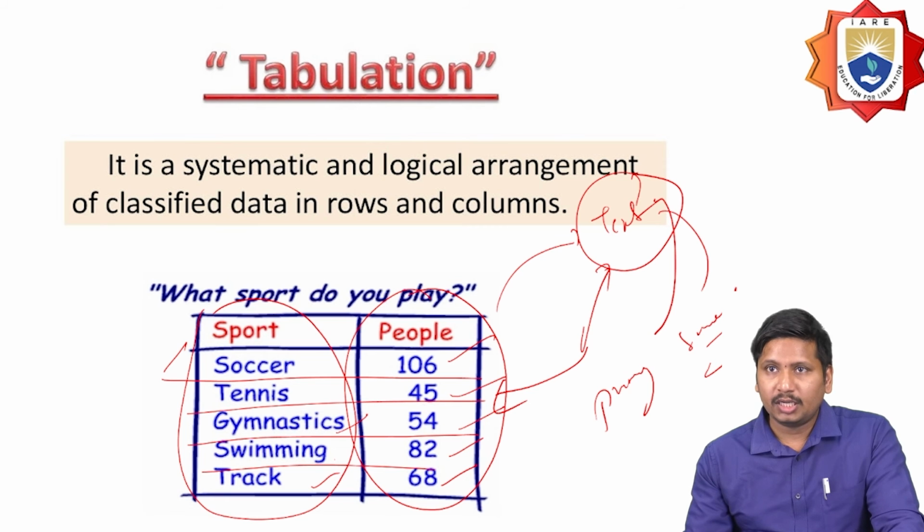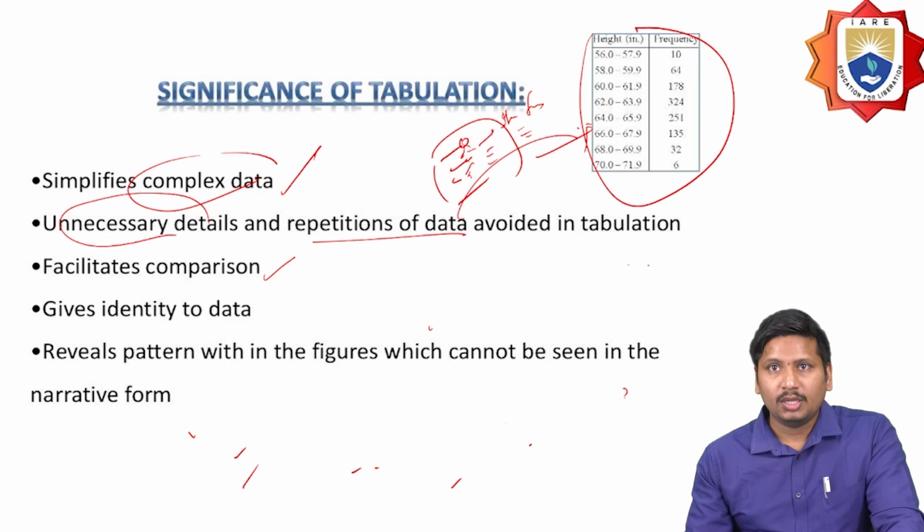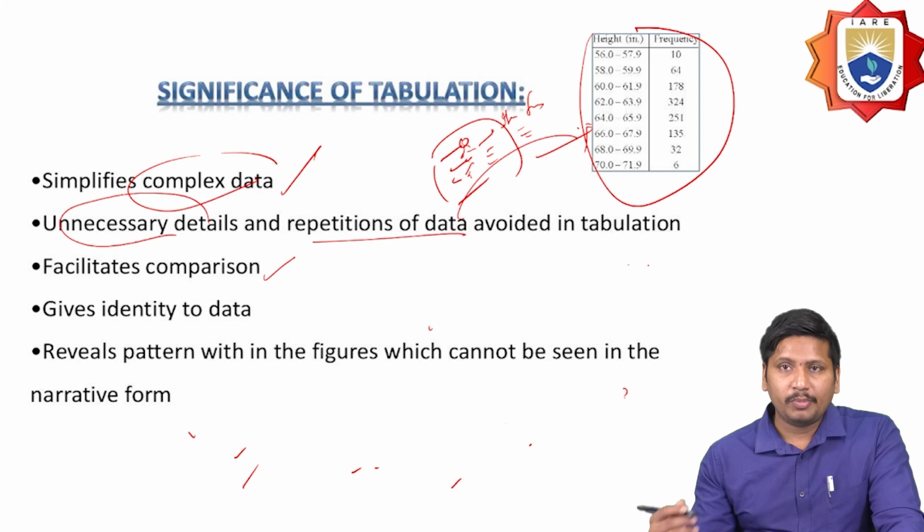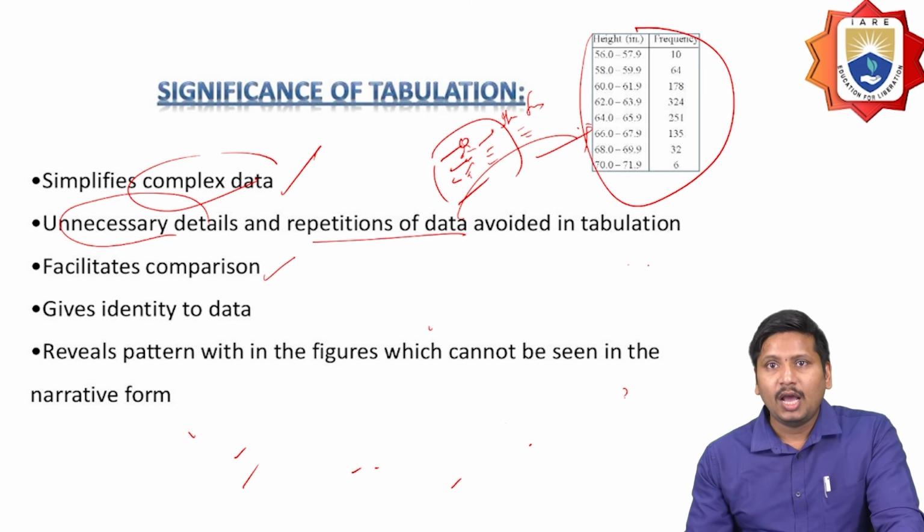This is the systematic and logical arrangement of the classified data in the form of rows and columns. So the data we get from the text should be represented in the form of a table, specified through columns and rows. And the significance of tabulation is that it can simplify complex data, and unnecessary details and repetition of data are avoided.